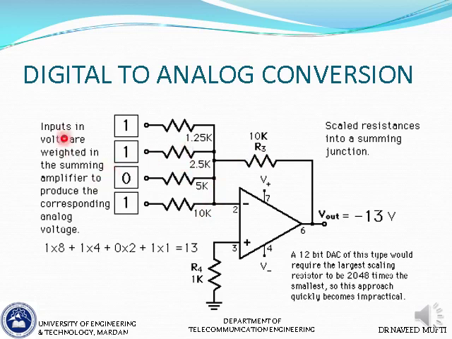For example, the inputs here are in volts, and they are weighted in the summing amplifier to produce the corresponding analog voltage. We know it is represented by binary ones and zeros, but in reality, in terms of voltages in the circuit, the ones will probably be represented by 5 volts and the 0 by 0 volt. So these are all high and this is low. It is decided that the high will be represented by so and so voltage and the low by so and so voltage.